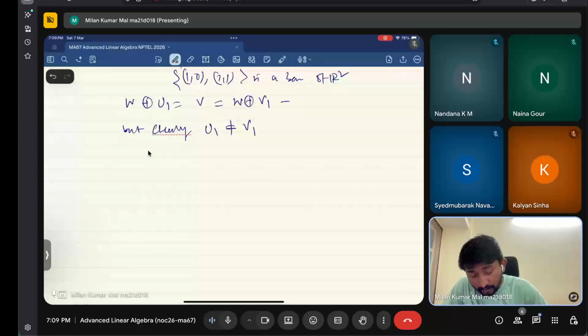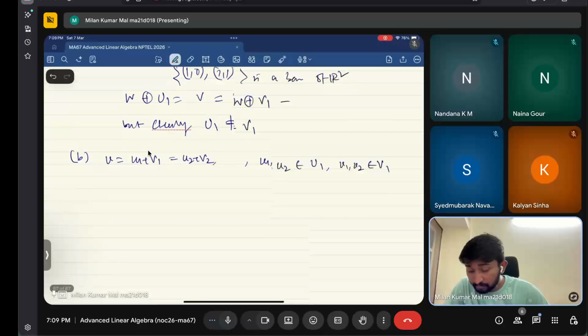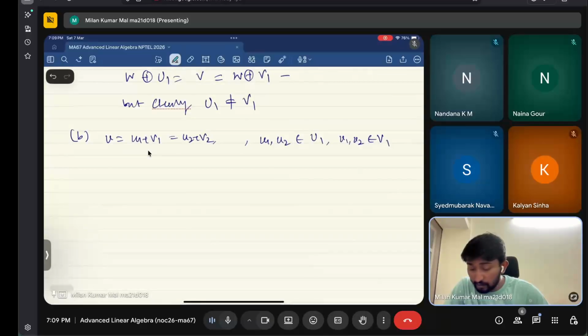So here it is option B. I'm writing option B, that gives V equals U1 plus V1 equals U2 plus V2, where U1, U2 is in capital U1 and V1, V2 is in capital V1. This is what it is giving. So now I have to give some counterexample here. This is also false.